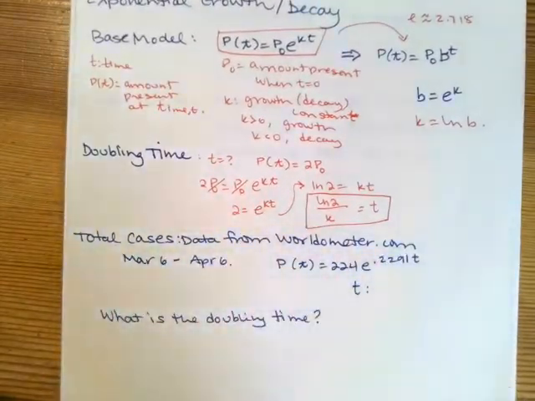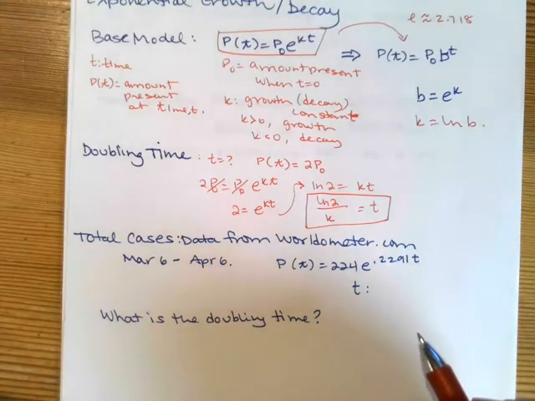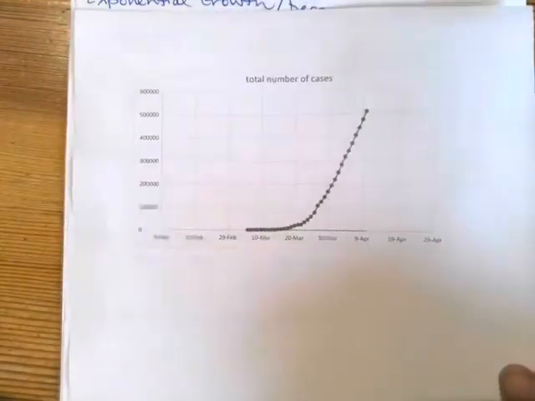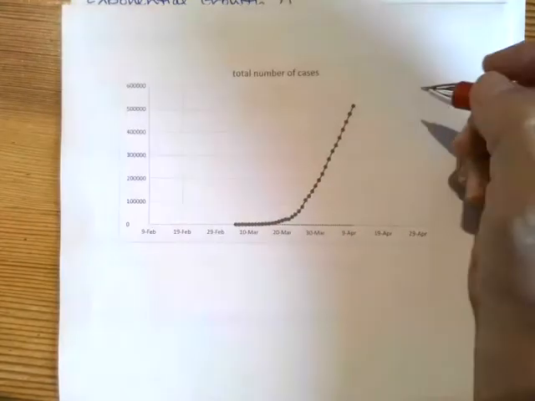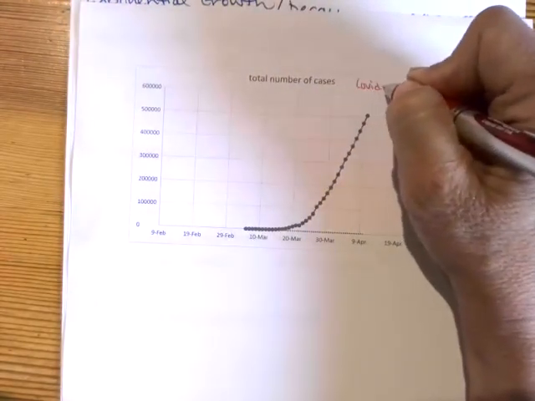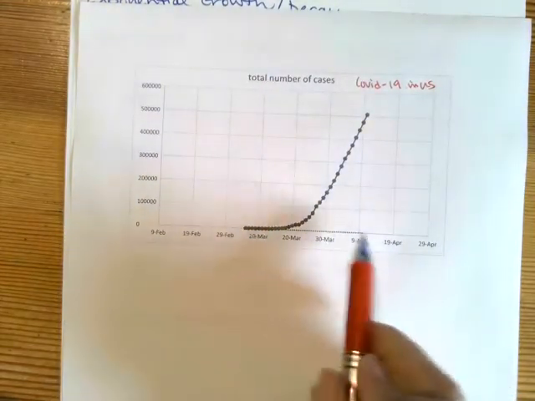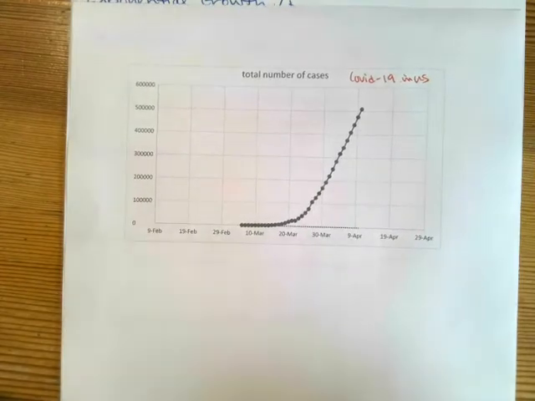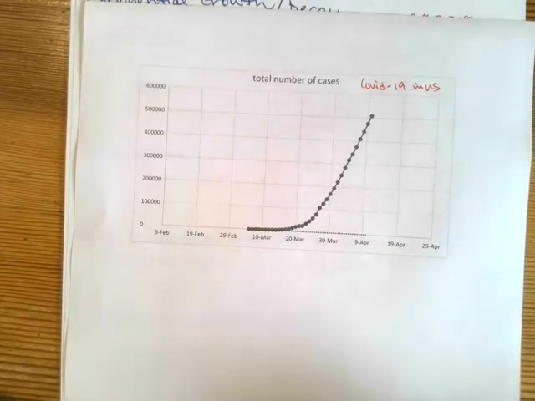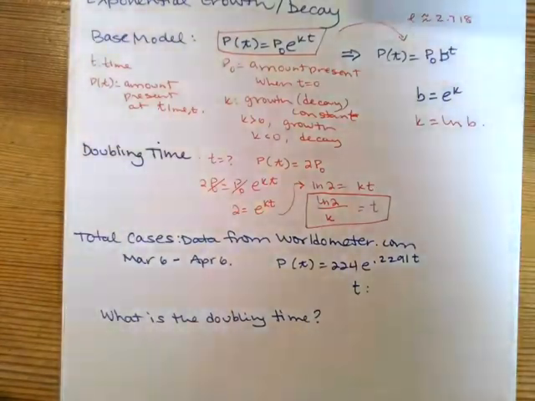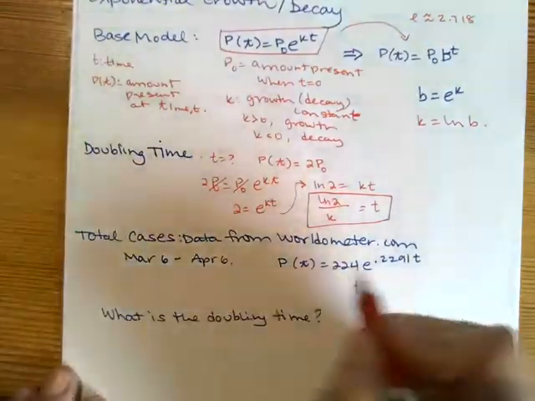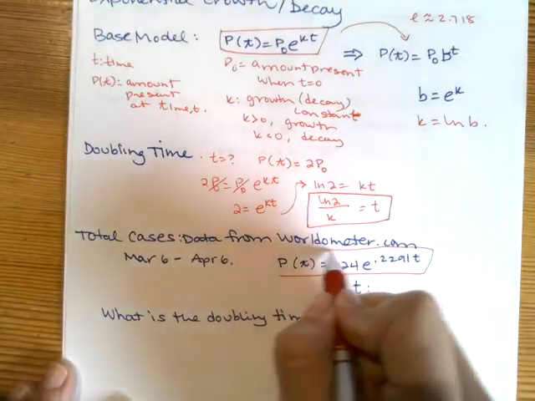So I have a formula, and I have a graph here. Here we go, I'm just going to flash this up. This is the total number of COVID-19 cases in the U.S. between March 6th and April 6th. I don't know about you, but that looks like a perfect exponential curve. So I did a little computing, and I came up with this model using a regression function.